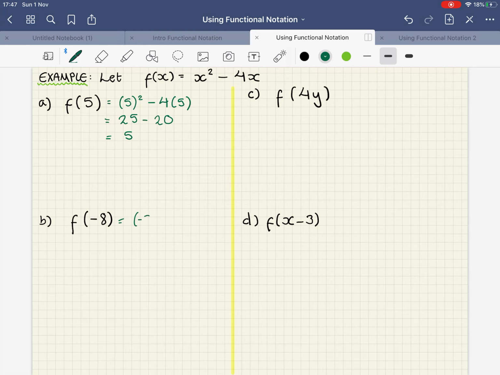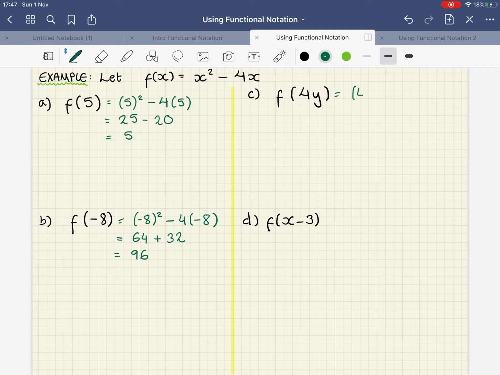Here I'm going to have -8 squared minus 4 times -8. So double negative makes a positive, and 8 squared is 64. Again, I've got another double negative, it's going to make a positive, and 4 times the 8 is 32. So adding them up, I'm going to end up with 96.